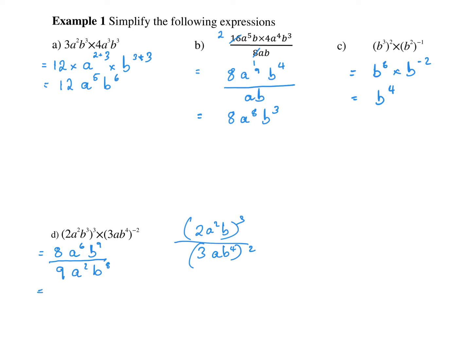Okay, I can't simplify the top any further. I can't simplify the bottom any further. I can't cancel down 8 and 9, so now I'm just going to do the top and the bottom together. So 8 over 9, 6 take away 2 is 4, so it's a to the power of 4 and b to the power of, 9 take away 8, b to the power of 1. So really, if you just wanted to make it look a bit nicer, a to the 4 b over 9 is your final answer there.